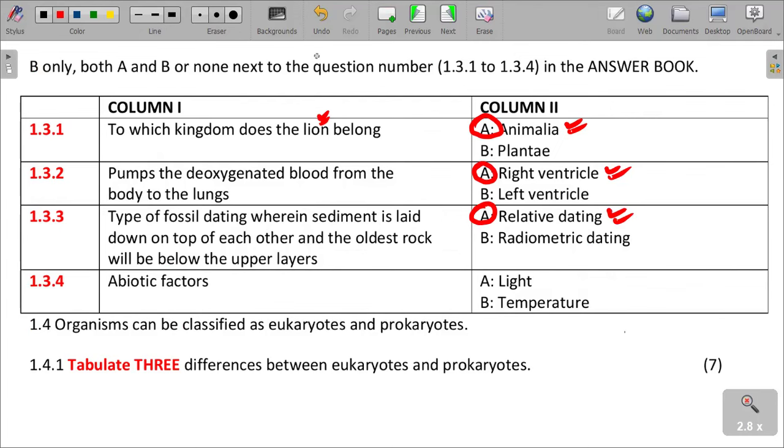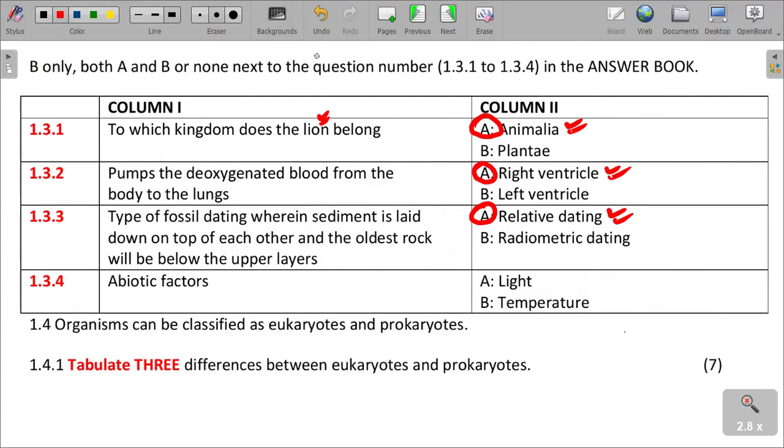And then 1.4, abiotic factors. Abiotic factors are, obviously, light and temperature. It is both A and B. Temperature and light are abiotic factors.